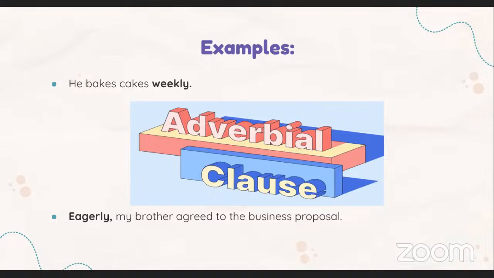An adverb clause is a subordinate clause that is used as an adverb to modify a verb, adjective, or adverb. Adverb clauses are usually introduced by a subordinating conjunction such as after, because, if, then, until, and where.